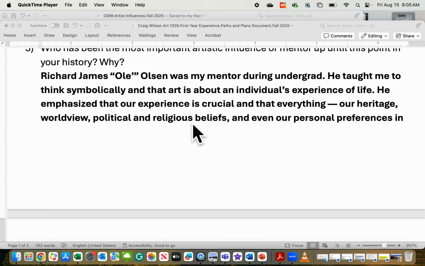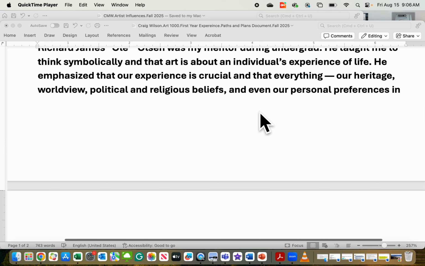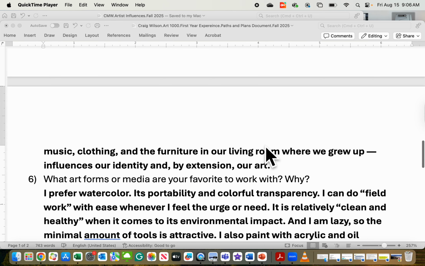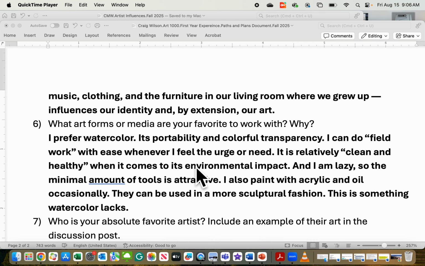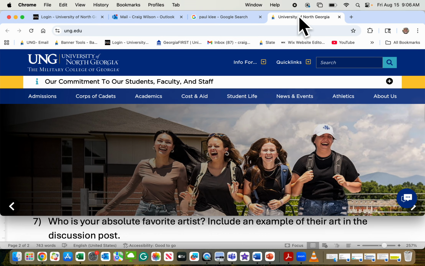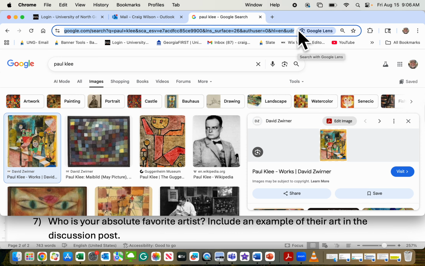worldview, political or religious beliefs, and that everything we've experienced, even things that may seem insignificant, like the couch and its color that was in the living room of where we grew up, or the music or clothing we were into, that this could all be not just a part of the conceptual aspect of our art, but even, as I said, the bright yellow 70s color of the couch that was in my living room as a child finds its way into my palette. Obviously, it's not a subject matter, although couches could be a subject matter that have great significance or symbolic weight.